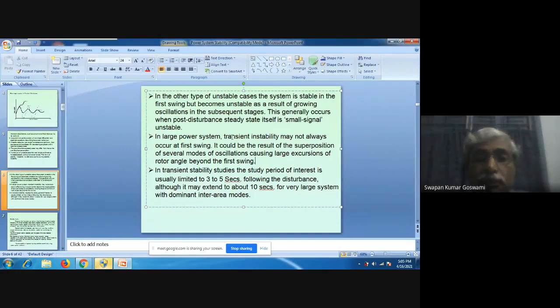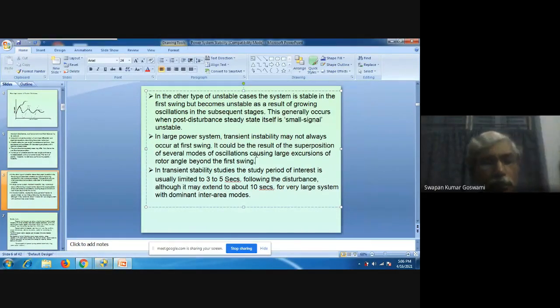In large power system, transient instability may not always occur at first swing. It could be a result of superposition of several modes of oscillation, causing large excursion of rotor angle beyond the first swing. That means it is not always true that the first swing will indicate that the system will become stable. In simple cases, this will be the indicator. First swing will show that the system is stable, then it means it will be stable.